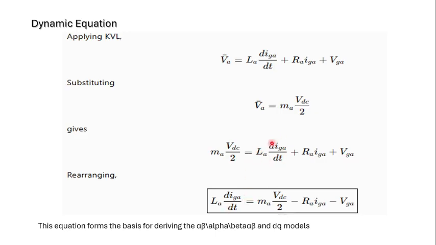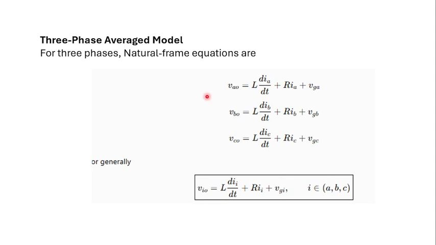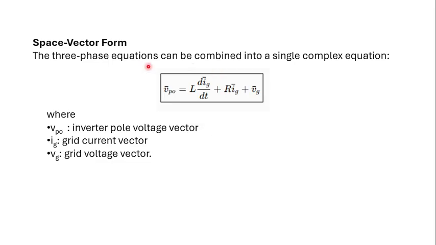If you write it in terms of L dIGA by dt, it is equal to MA VDC by 2 minus R IGA minus VG. So the three-phase model can be obtained like this: VA0, VB0, VC0, where VGA, VGB, VGC are grid voltages, VA0, VB0, VC0 are inverter voltages, and we can generalize like this. We usually call A, B, C the poles, so we write the pole voltages as L dIG by dt plus R IG plus VG.